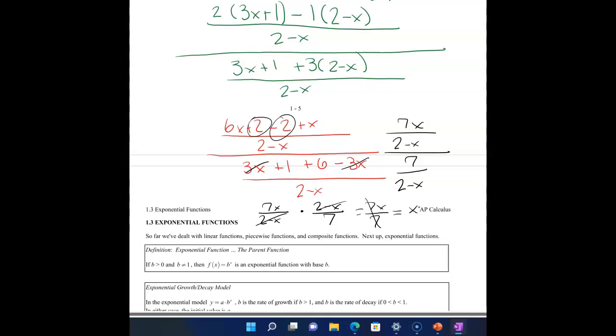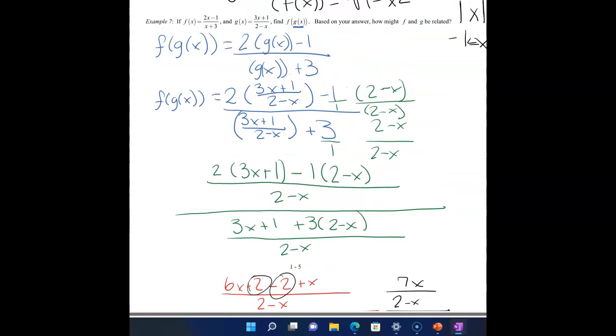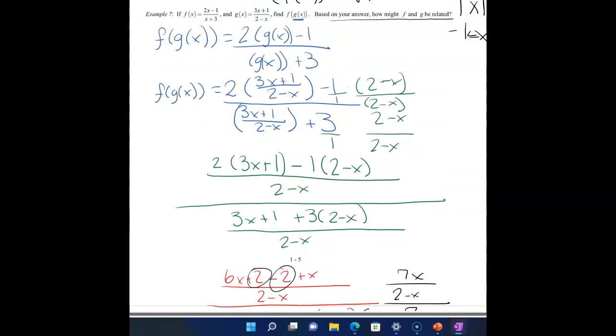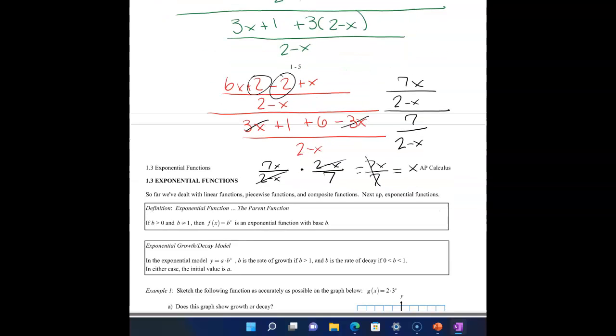So what this means is that f and g are probably inverses, because remember it said, based on our answer, how might f and g be related? So they can possibly be inverses, because if f of g of x is equal to x, then they are going to be inverses. But I'm going to leave that to you guys. If you want to try to see if they are inverses or not, that's up to you. But because we got the answer of x, they could possibly be inverses.